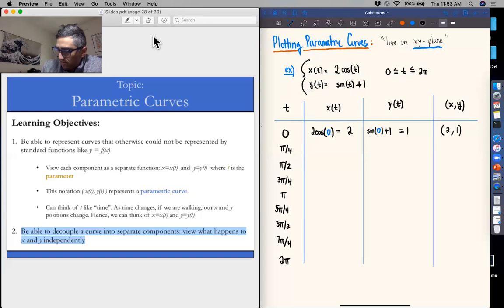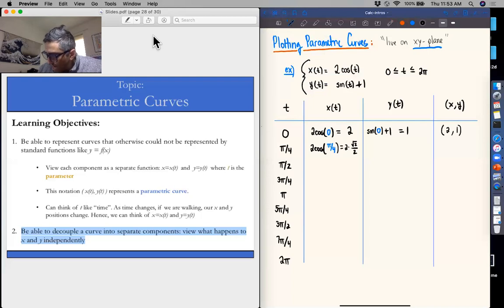So the next values, we have cosine of pi over 4. All right, cosine of pi over 4 is, well, this is 2 times the square root of 2 over 2. Or what this really boils down to is the square root of 2, right?